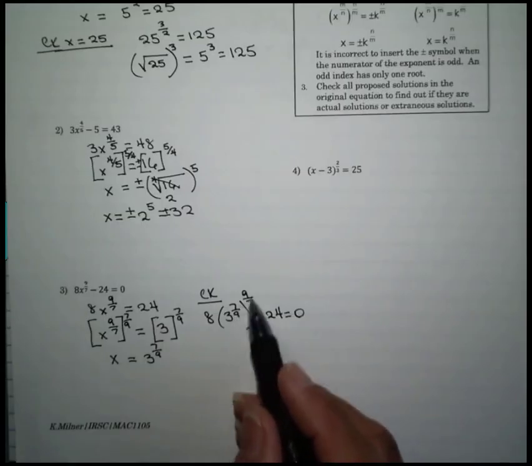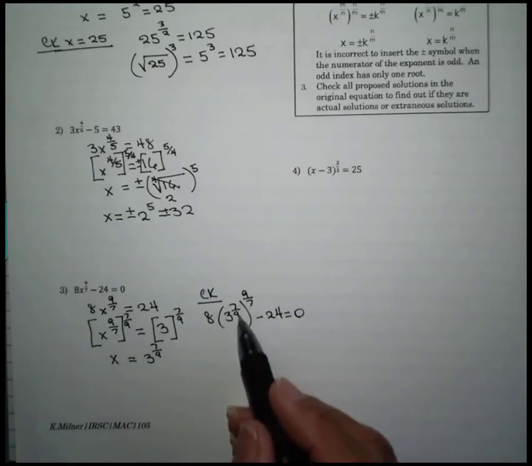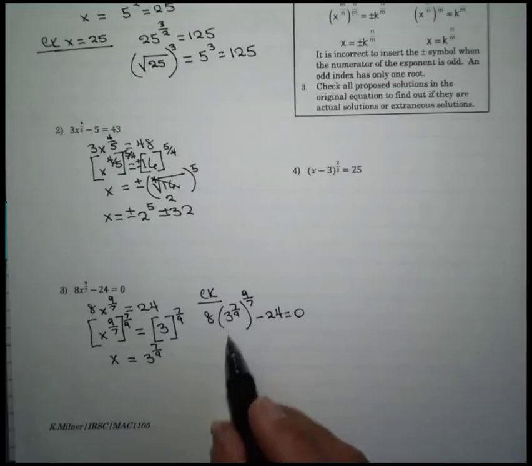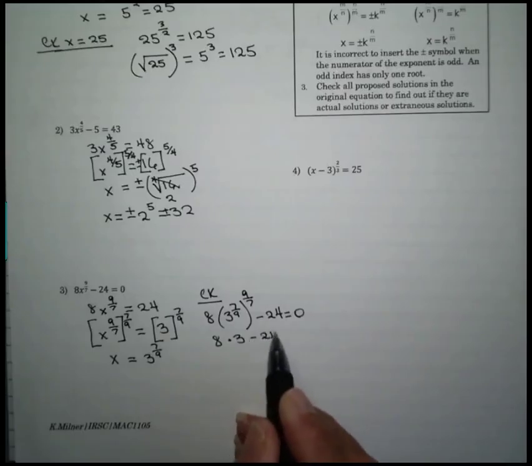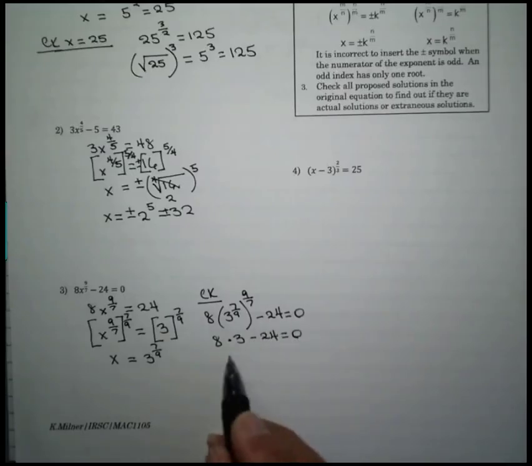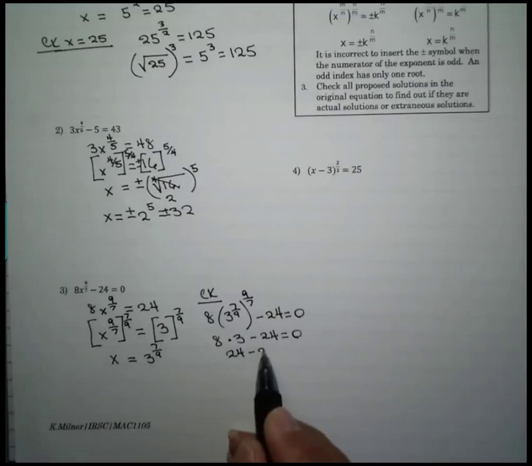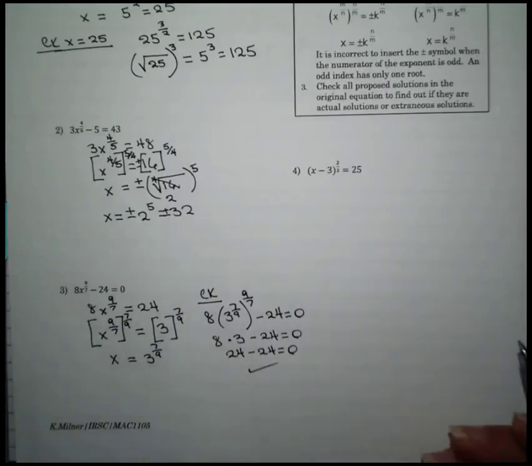Once again, you'll see I've got inverses, don't I? So I can just say this is going to be 8 times 3 to the power of 1. So it's 8 times 3 minus 24 is equal to 0. And that would be, of course, 24 minus 24 equals 0. So my answer is good. And I can see that 3 to the 7/9 works, as checking it is even easier, maybe.